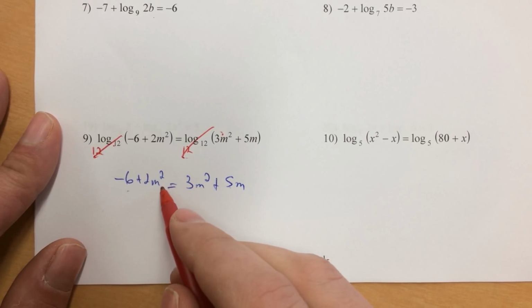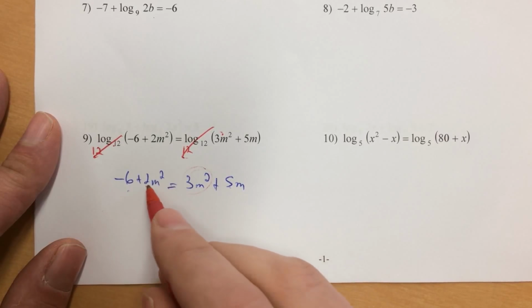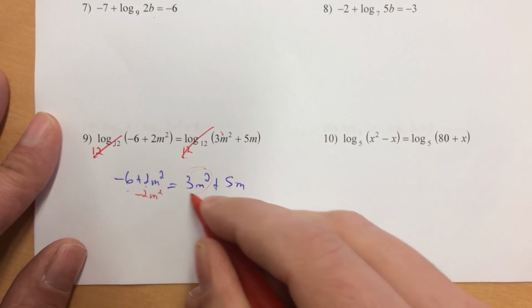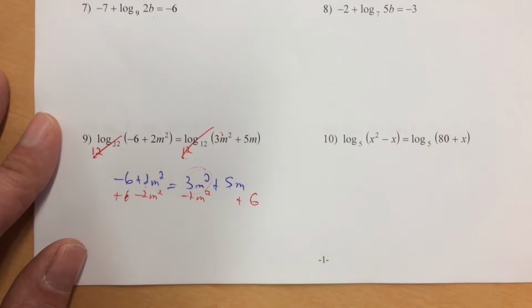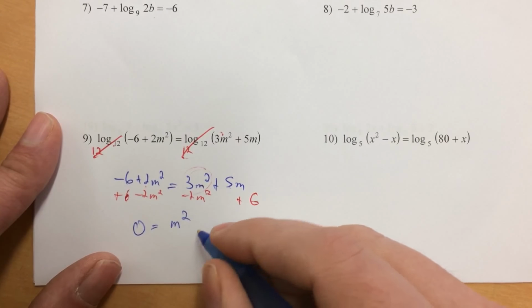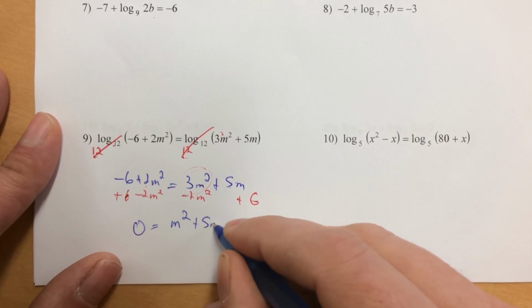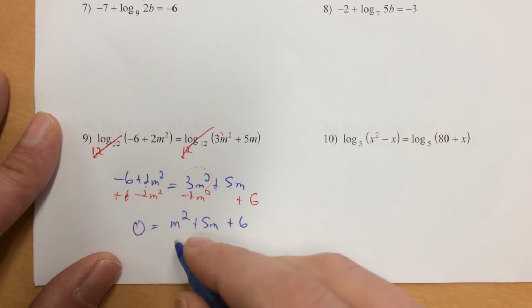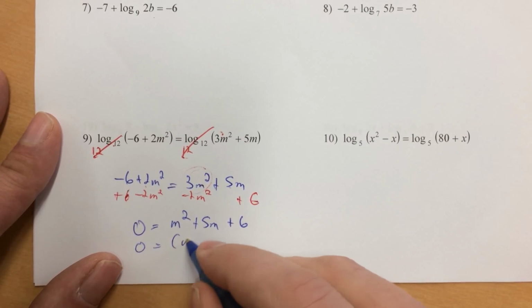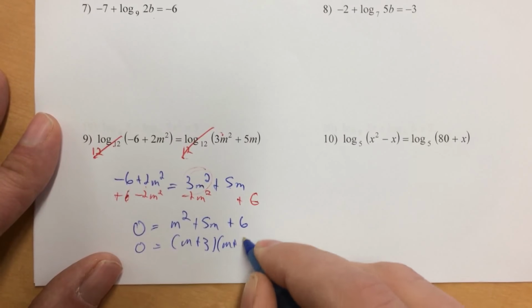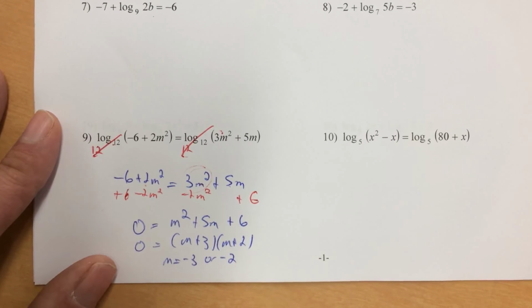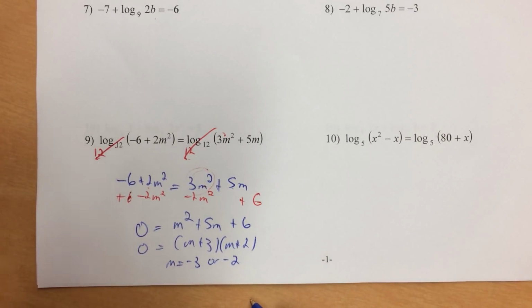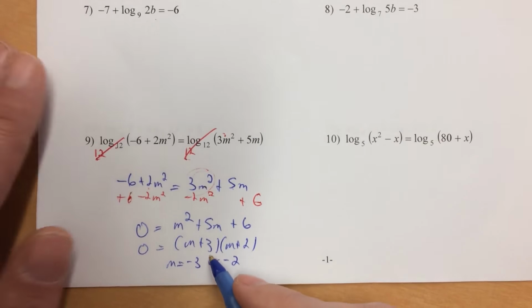And I want the m squareds to be positive. Since there's more on this side, I need to move the 2m squared over to make sure I have positive m squared. And so we get 0 equals m squared plus 5m plus 6. This can be factored. M plus 3 times m plus 2. M is negative 3 or negative 2. And we just need to make sure that neither one of these makes the inside of a log negative.